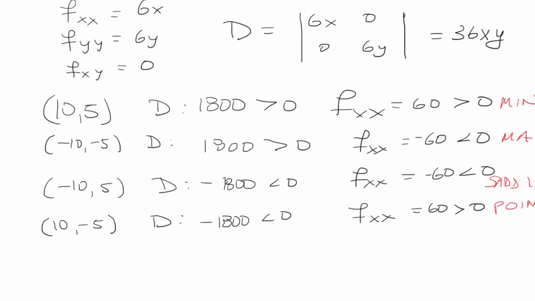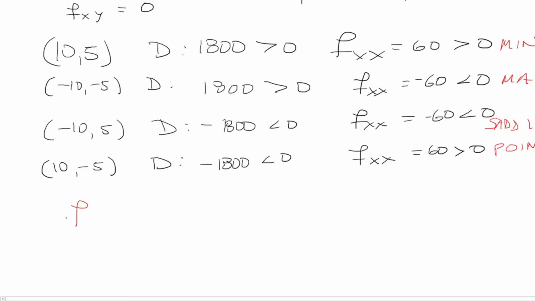So now we can actually find what the max and the min is. So we would just plug in 10, 5, and then negative 10, negative 5. So 10, 5 was the minimum, and that's going to be negative 1,753. And the maximum is 1,747.